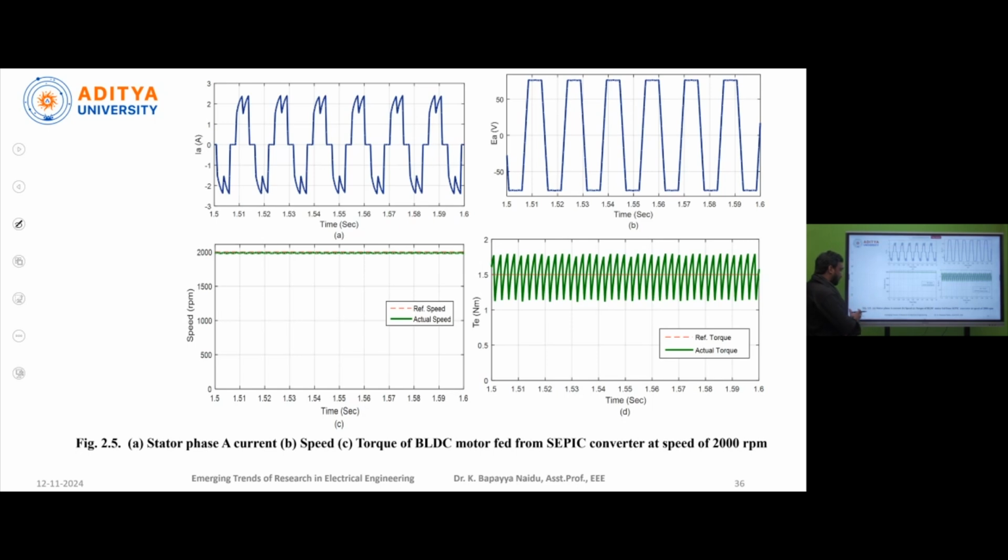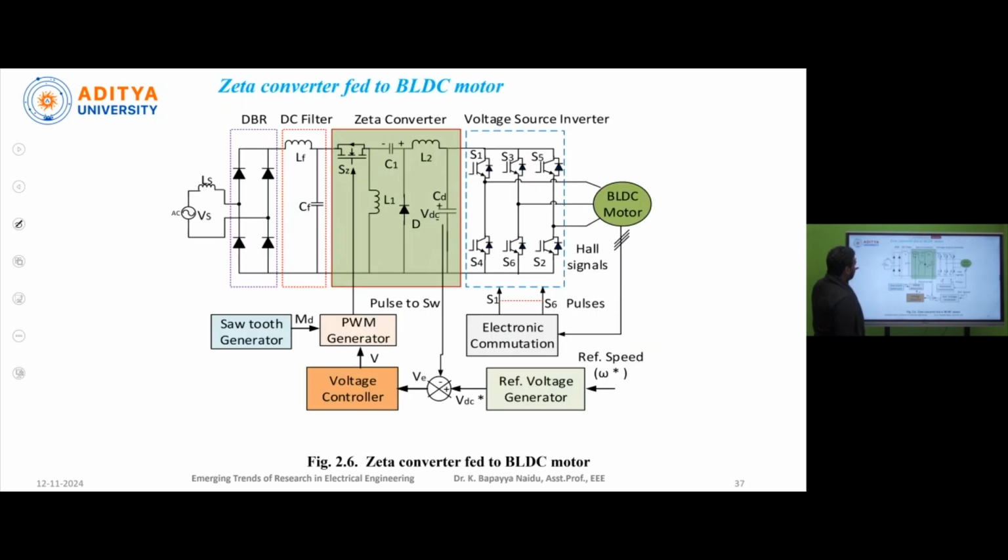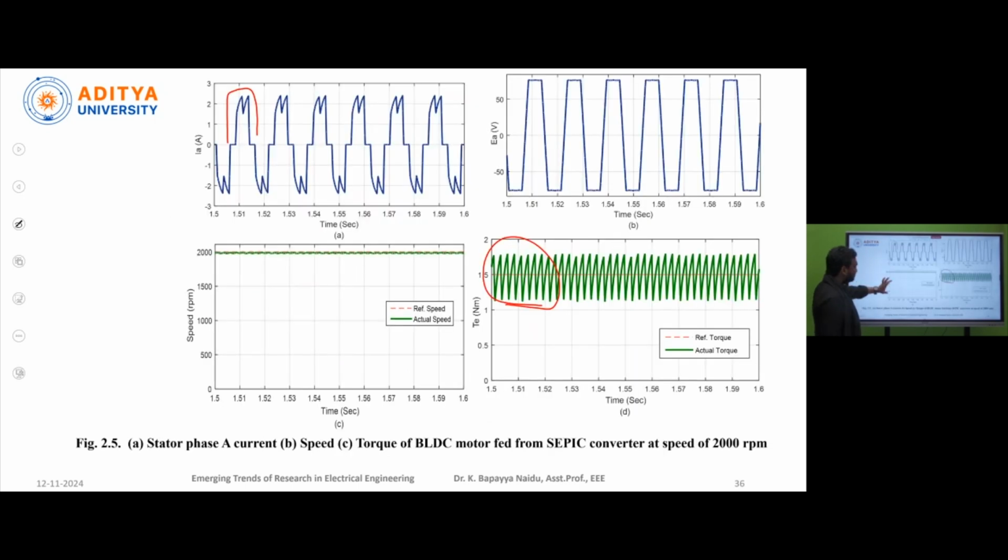Okay, in this case, if you are running the motor at 2000 RPM, again the shape of the stator current is also nearer to this square wave. Automatically the ripple factor in torque will also decrease. If you are observing these results compared to conventional controllers, we will obtain improved power factor and also less torque ripple.